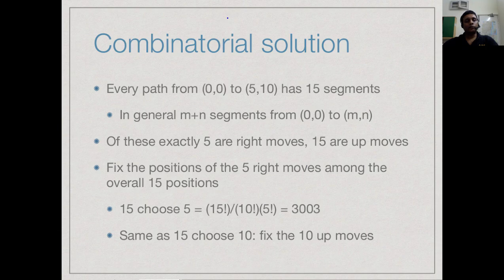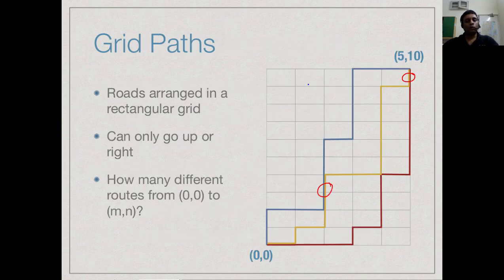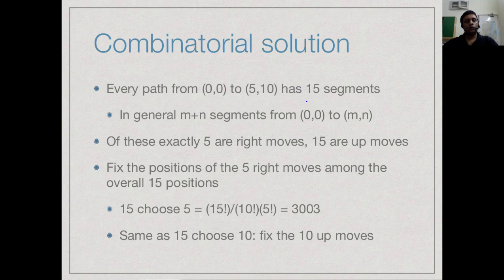Now it turns out that this problem is actually a very classical problem in combinatorics, counting. So the way to analyze this is to see that if I want to go from the bottom to the top, then in one dimension I must go from 0 to 5, in the other dimension I must go from 0 to 10. So totally I must make 15 steps. There is no choice, I must walk 15 segments. In general, if I am going to some m, n, I must walk m plus n segments.